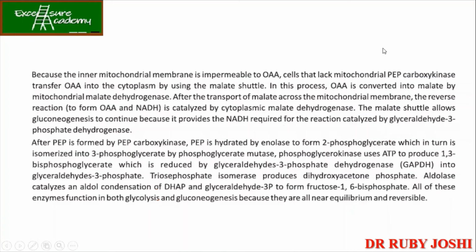Now, because the inner mitochondrial membrane is impermeable to oxaloacetate, cells which lack mitochondrial Pep Carboxy Kinase transfer oxaloacetate into the cytoplasm by using the malate shuttle. तो यहाँ पे हम malate shuttle के बारे में थोड़ा सा डिस्कस करेंगे. So what is happening in the malate shuttle? So in this process, oxaloacetate is converted into malate by the mitochondrial malate dehydrogenase. And after the transfer, the reverse reaction is catalyzed by the cytoplasmic malate dehydrogenase.